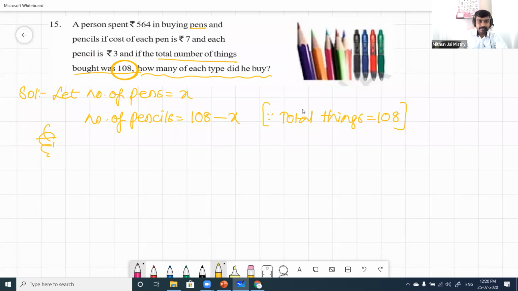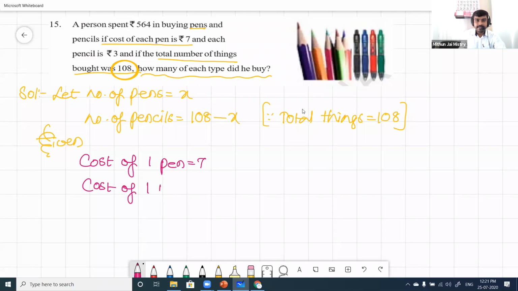Next, let me add some more given things. What is the given thing? Cost of each pen is ₹7. So let me write that. Given cost of one pen. Cost of one pen is equals to 7. At the same time, cost of one pencil is also given. Cost of one pencil is equals to ₹3. Yeah, I should write rupees actually. ₹7 and ₹3, right?